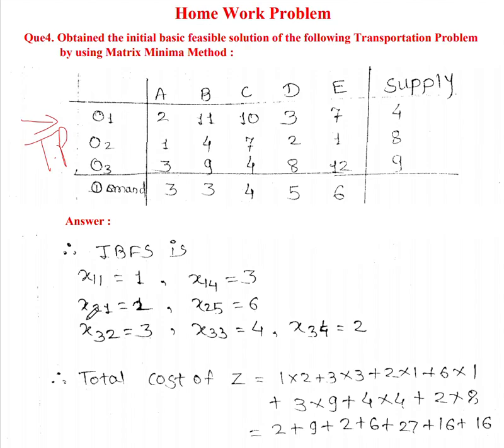Here we have completed the second method of our transportation problem, that is the matrix minima method. In the next lecture we will see the third method, that is Vogel's approximation method, called the VAM method, or also the penalty method. So in the next lecture we will see the VAM method, that is Vogel's approximation method.